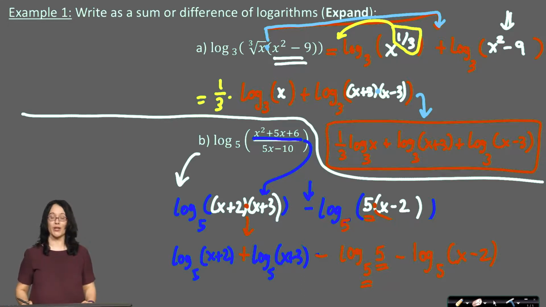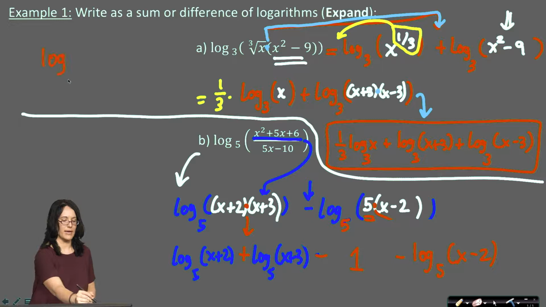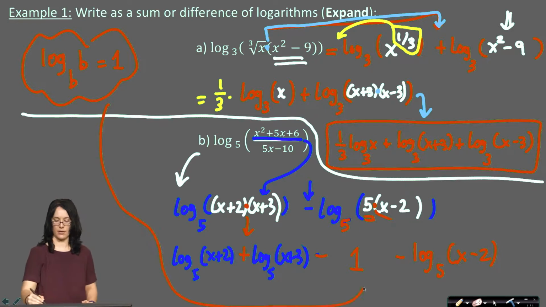If you said 1, you are correct, because 5 to the 1 equals 5. So this whole thing goes to 1. If I lost anybody, that was this trick. I'll write it up here: log base b of b is always equal to 1. So that thought bubble is how we just did that.